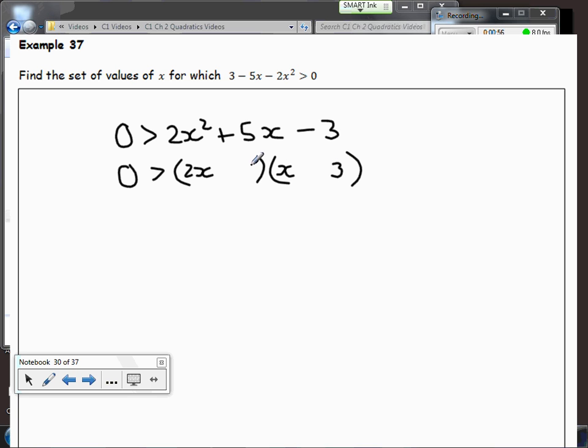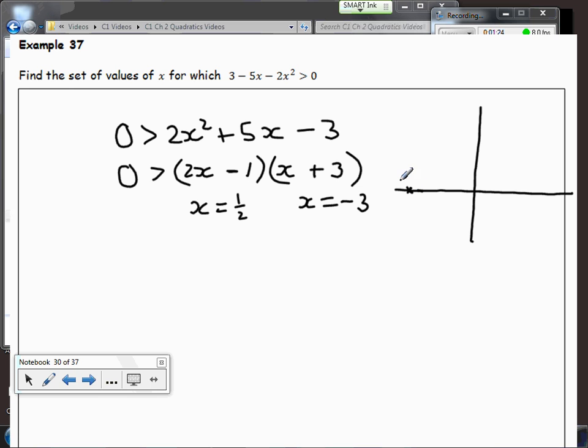So factors of 3, 3 and 1. 3 times 2x is 6x. We need to minus the x. So our roots are at a half and minus 3. Now that was when we were looking at the positive parabola. So we've got roots at minus 3 and a half.